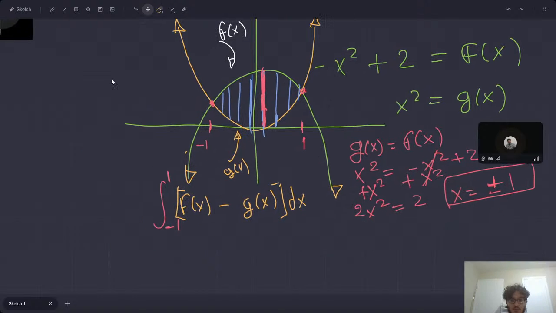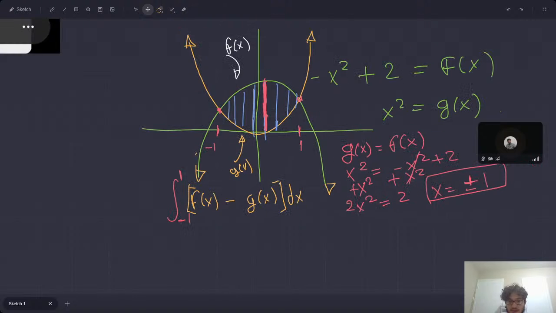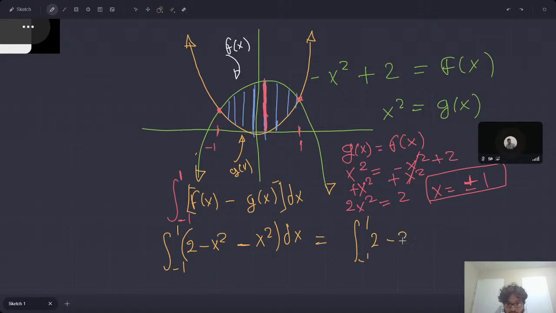And then one important thing to take a look at is the following. So let's just substitute this stuff in. Integral from negative 1 to 1. f of x is 2 minus x squared, and then g of x is x squared. So this is the same as the integral from negative 1 to 1 of 2 minus 2x squared. Notice you can take out a 2 outside, right?